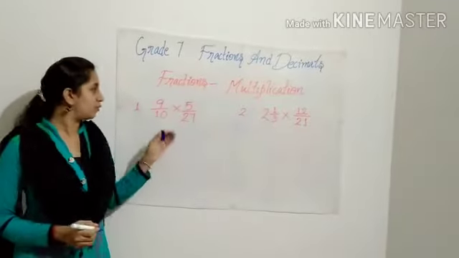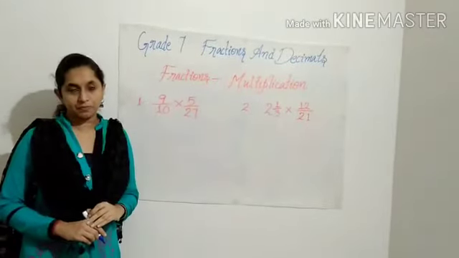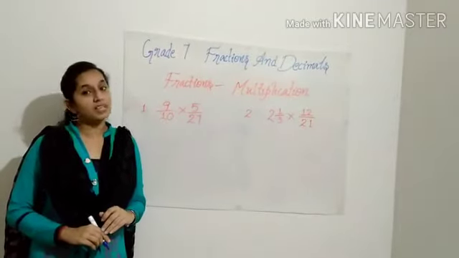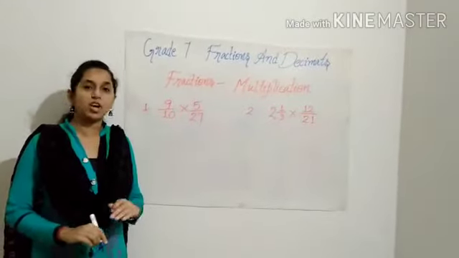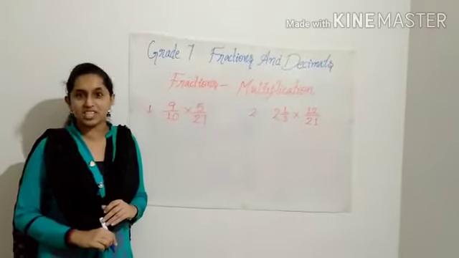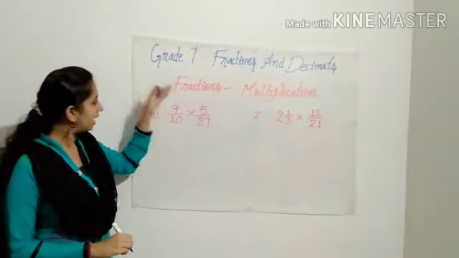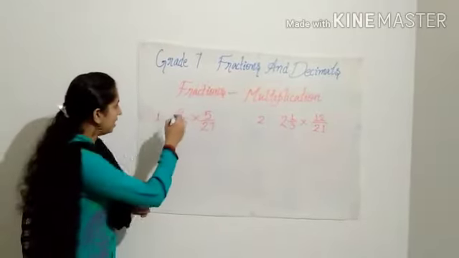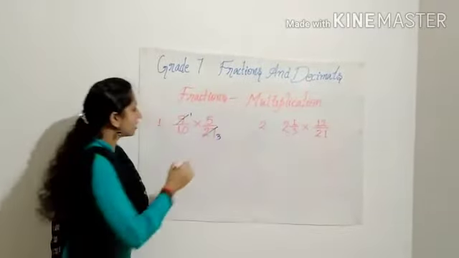Under multiplication, the first question is 9 by 10 into 5 by 27. In the case of addition and subtraction, we have to see whether the denominators are the same or not. But for multiplication and division, denominators need not be the same. And in the case of multiplication, we can go for cancellation. You can see here 9 is the numerator and the denominator of the second fraction is 27. We can cancel them using 9. So 9 ones are 9, 9 threes are 27.